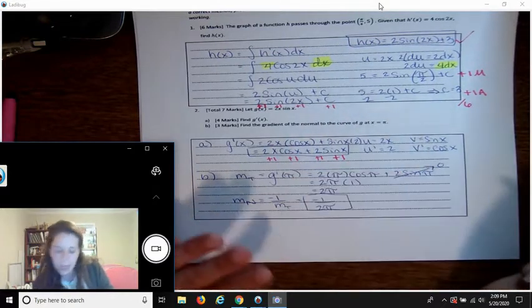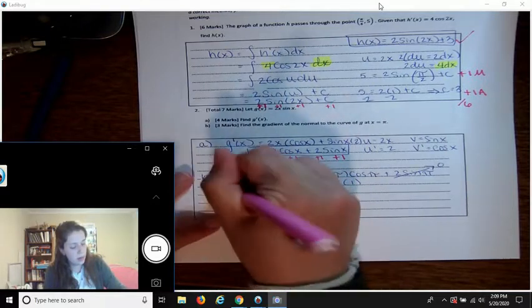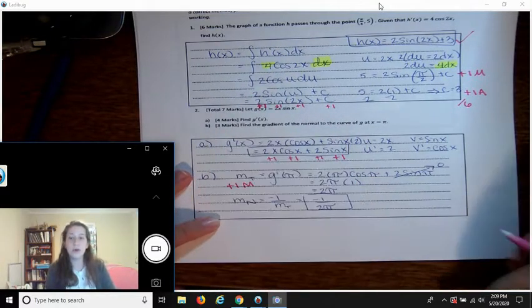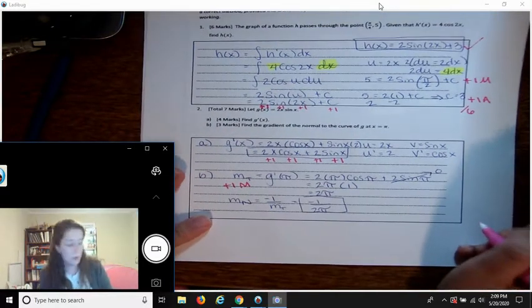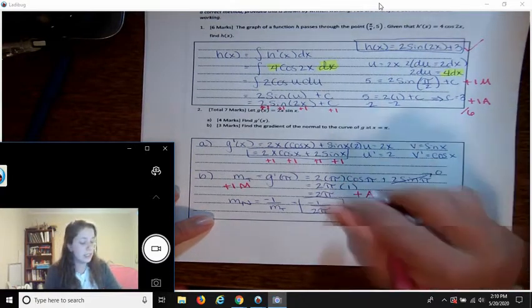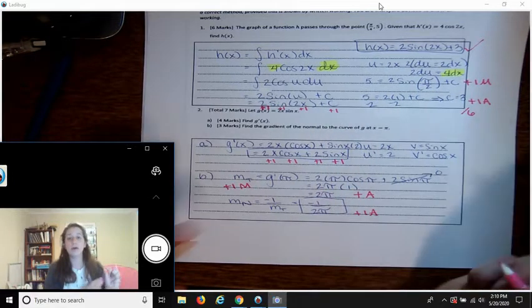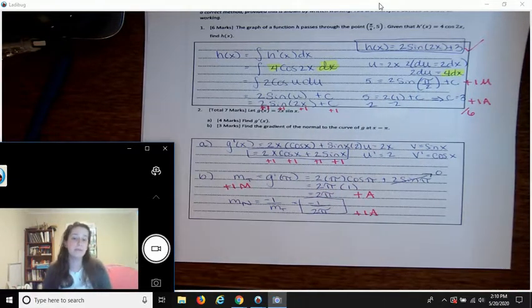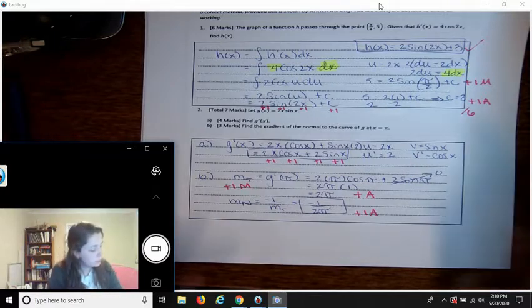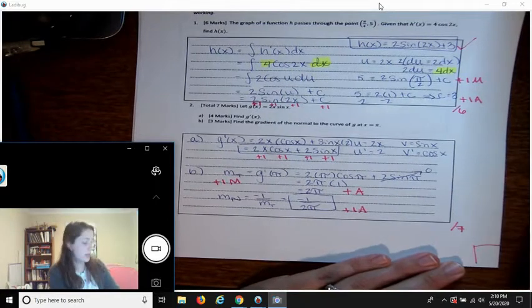Okay, and let's grade it. So 1 method mark for solving for m sub t, 1 answer mark for getting the correct m sub t, and then 1 for actually solving for m sub n, which is what we were looking for. And that's out of 7. The total on your page should be out of 13.